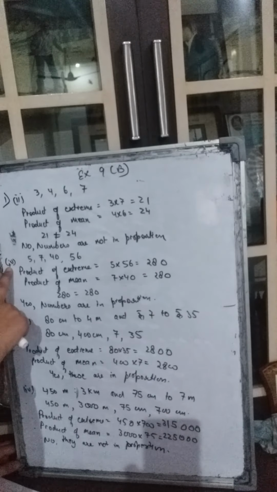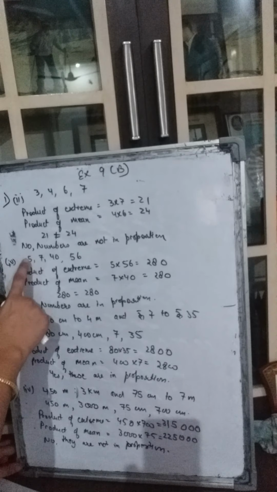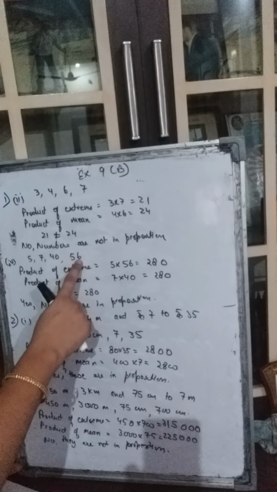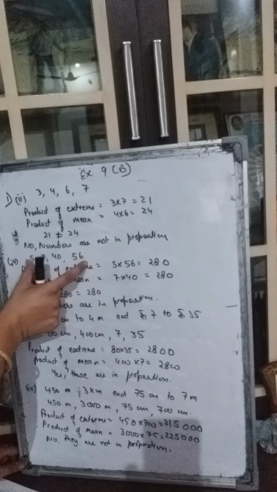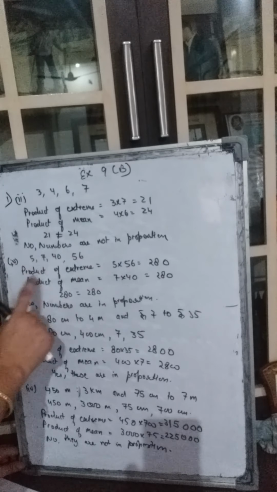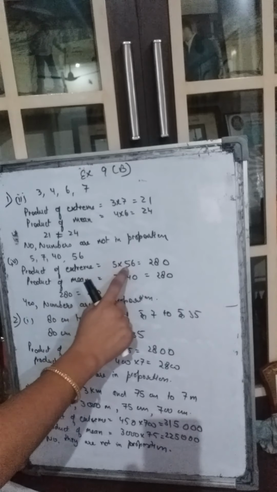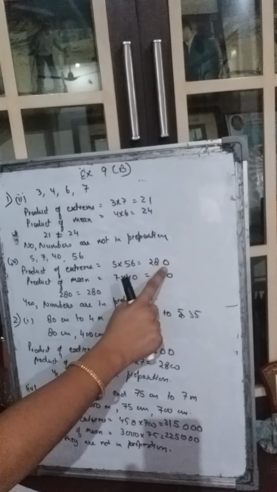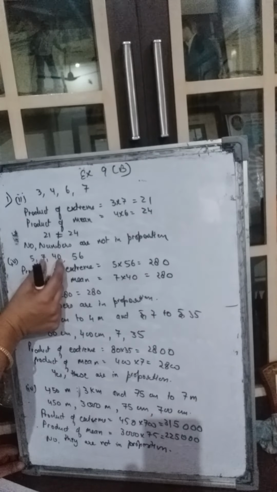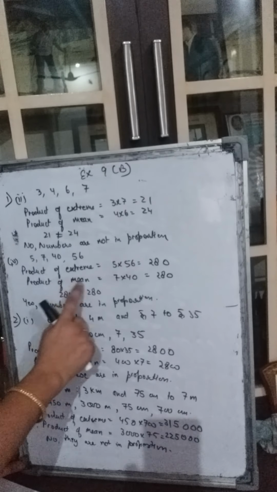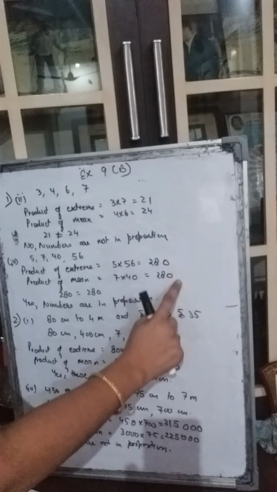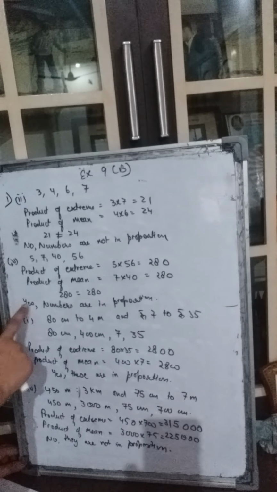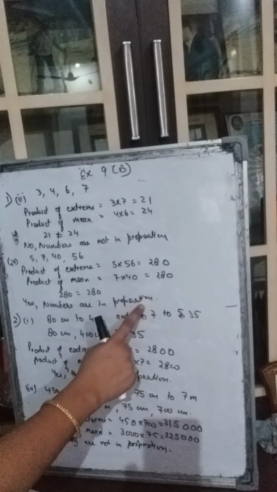Let's do the fourth part. The numbers given to you are 5, 7, 40 and 56. Let's find out the product of extremes. Extremes are the outer numbers, which are at the end. So extreme is 5 into 56, that gives you 280. And what are the mean numbers? The inner numbers. So product of means is equal to 7 into 40, that is equal to 280. Both are the same, so you will write yes, numbers are in proportion.